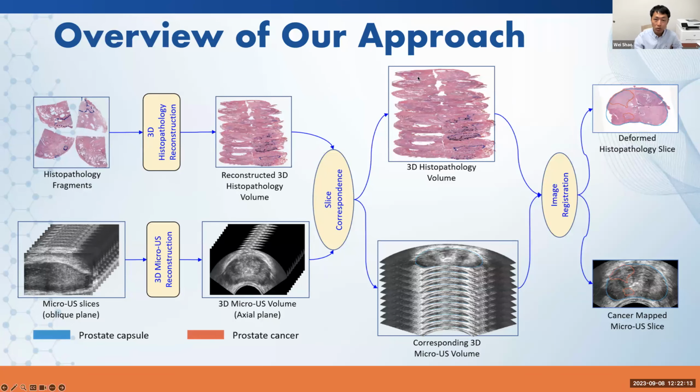So the next step is, for each histopathology slice, you need to find the corresponding micro-ultrasound axial slices. And then you do a pairwise registration between each histopathology image and the corresponding micro-ultrasound image. So this is the resulting deformed histopathology image. As you can see, this histopathology image is aligned with the corresponding micro-ultrasound slice. And additionally, after doing the registration, you can map the ground truth cancer extent from histopathology onto micro-ultrasound for the analysis.